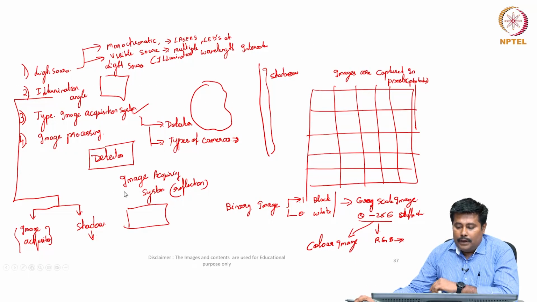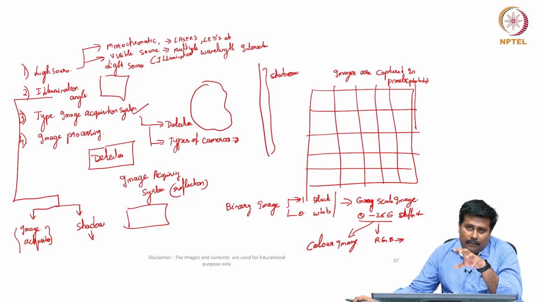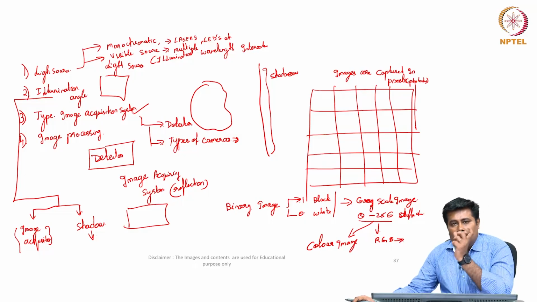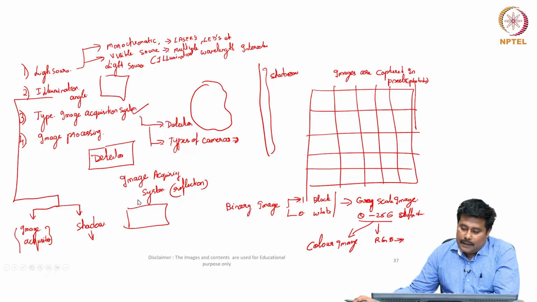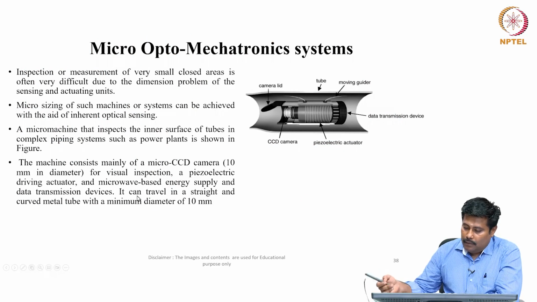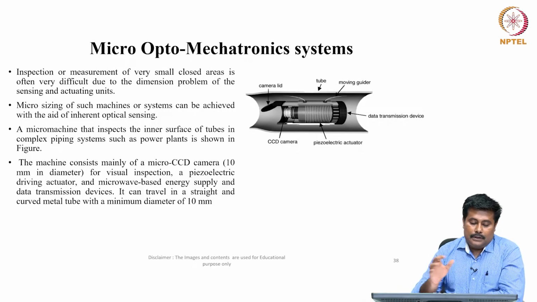However, we will look into some of the fundamentals: how images are captured, how optomechatronic systems are designed in such a way that they are used for image acquisition, and how these image acquisitions are deployed for different sensing related applications. Okay. Now, let us take an example of a simple micro optomechatronic system.